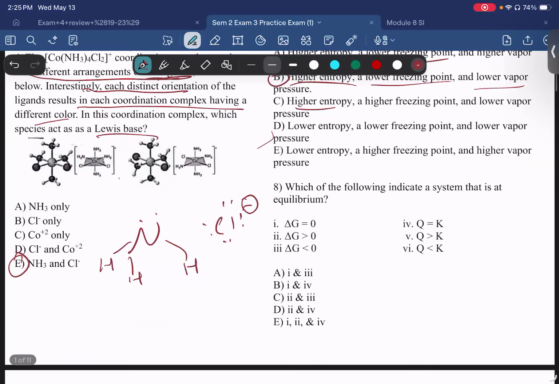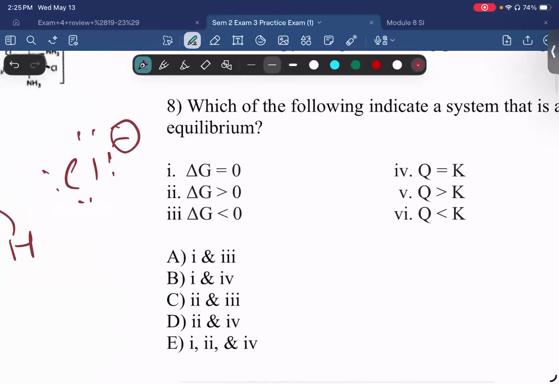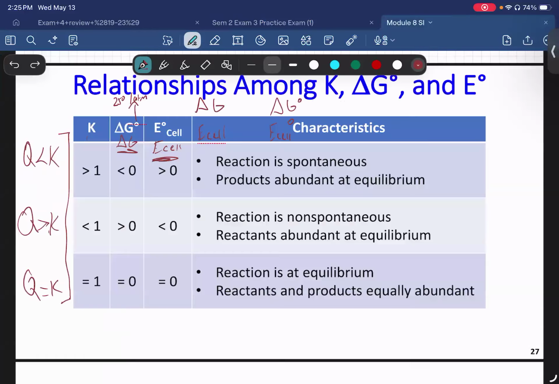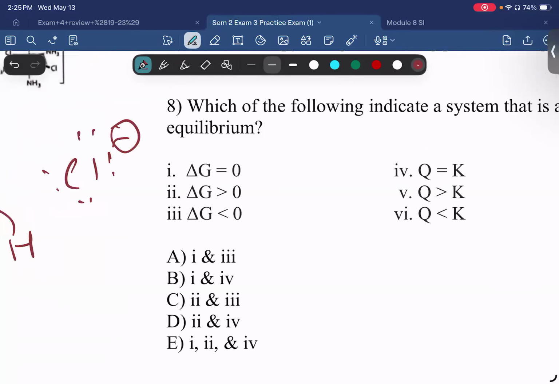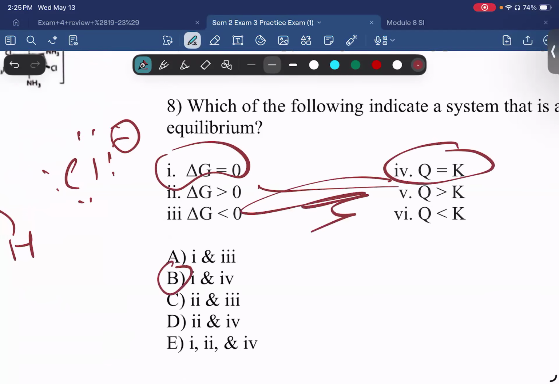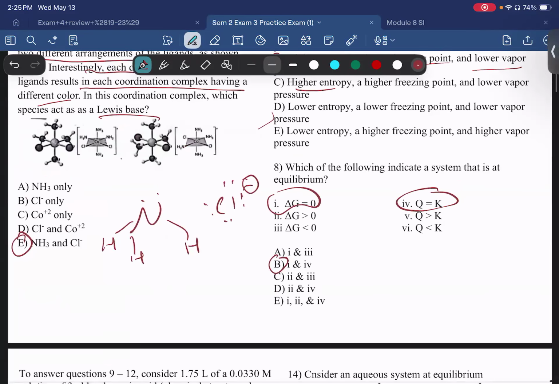Okay. And number 8, which of the following indicate systems at equilibrium? You can see here how what I said from the chart over here is being applied. Delta G is not delta G with a naught sign, it's just delta G. So we know that this is equilibrium. We also know that this is equilibrium. So the answer choice there would be B. All these other states show that one reaction is being favored over the other.